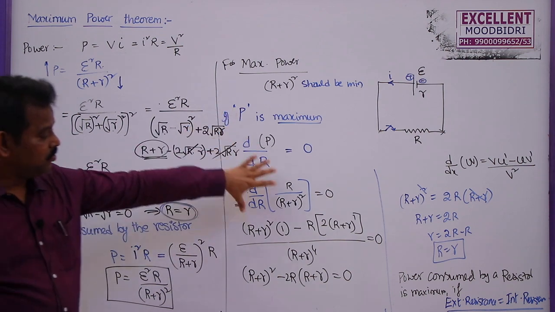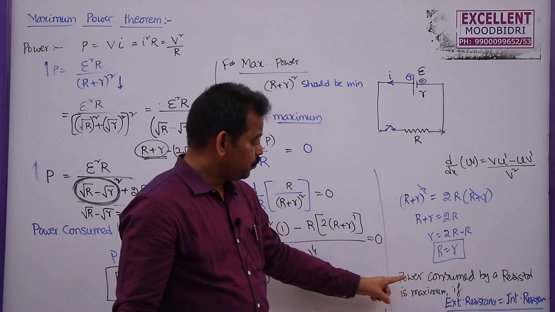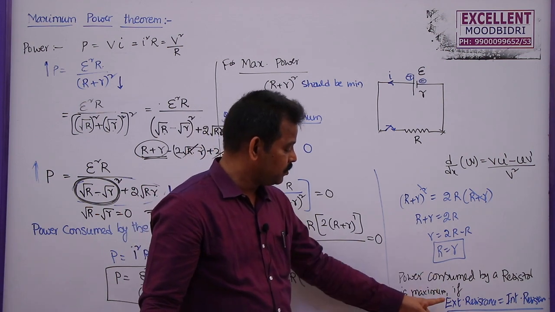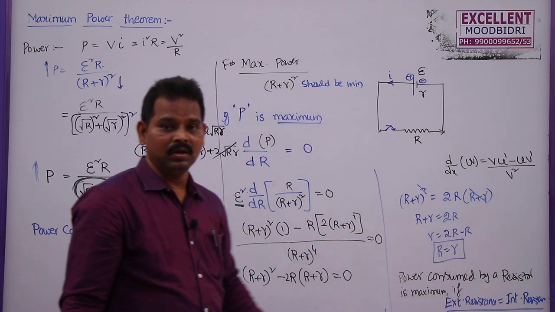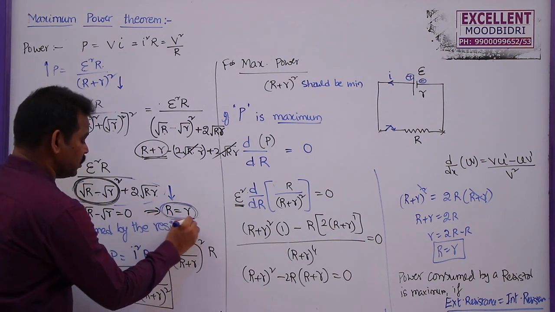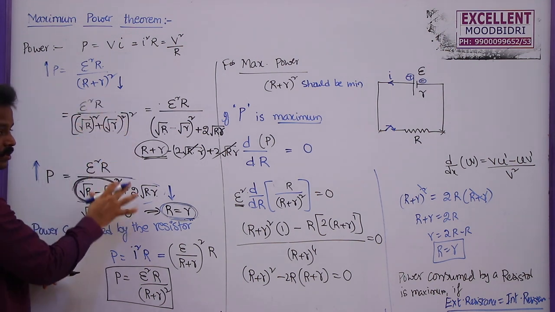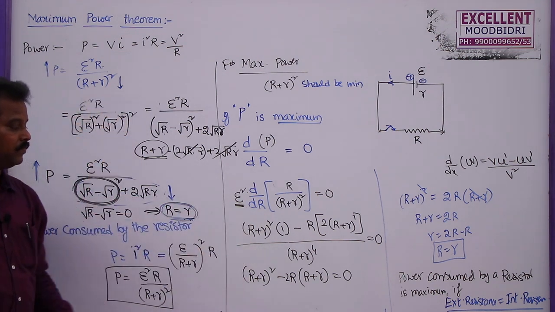So by using differentiation we got capital R is equal to small r. So power consumed by the resistor is maximum if external resistance is equal to internal resistance. Whereas by the other method too, if the external resistance is equal to internal resistance, then power consumed will be maximum. This is by using algebra and this is by using calculus.